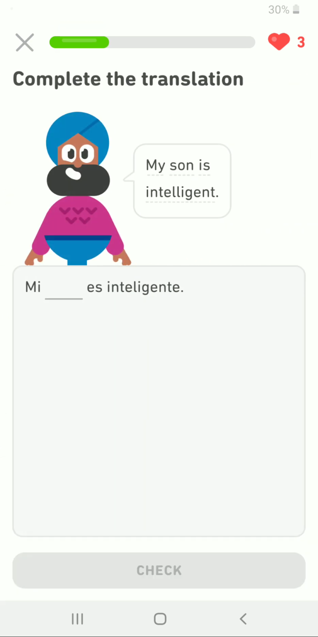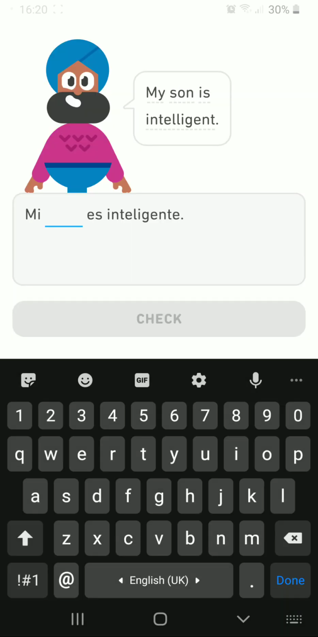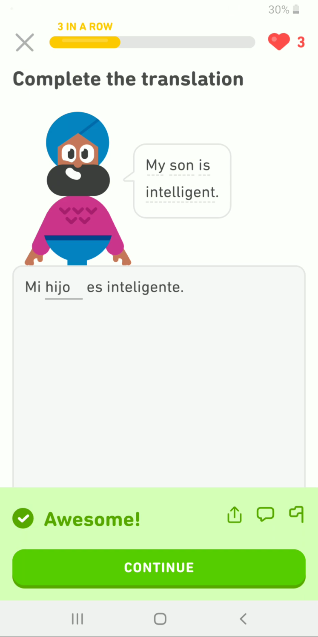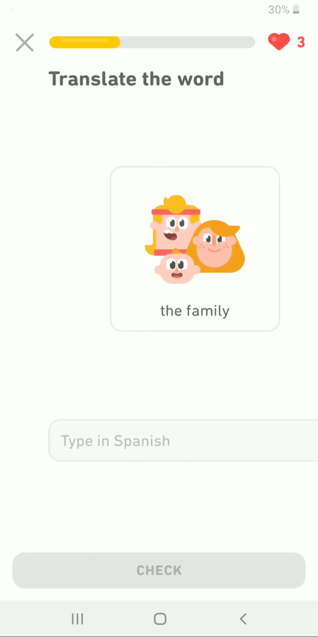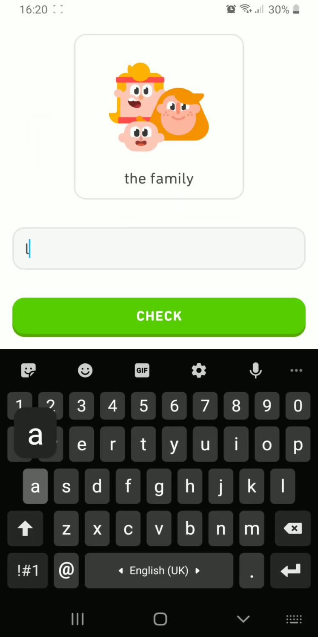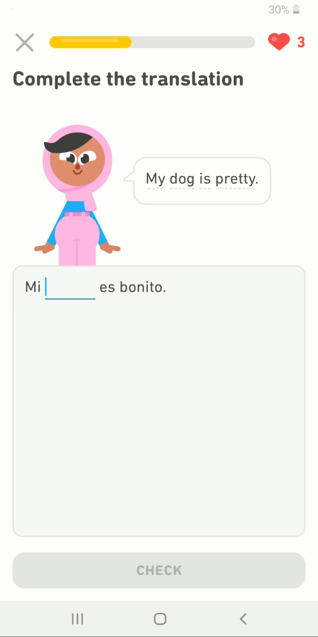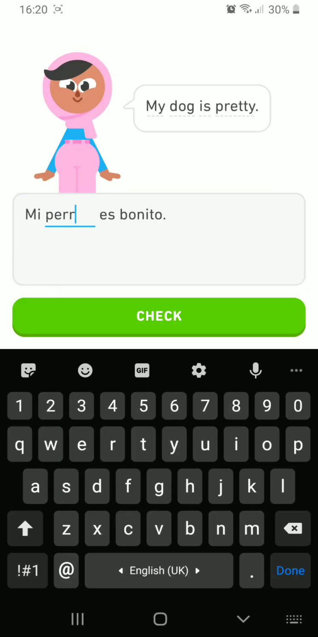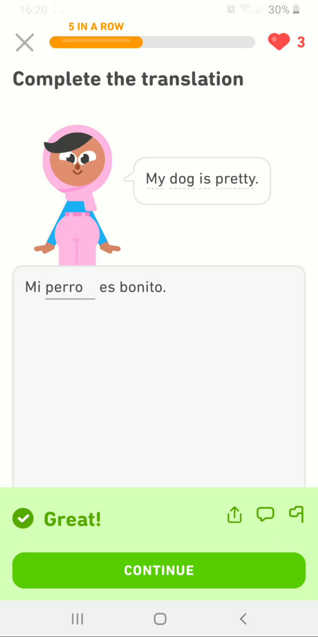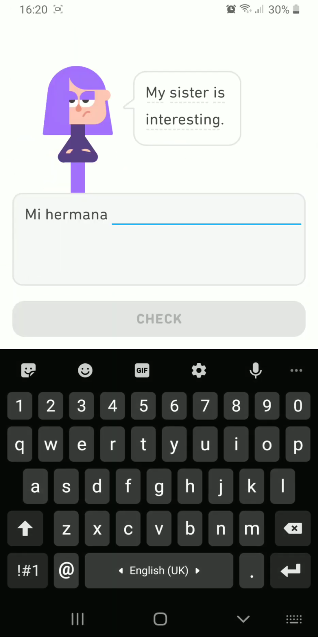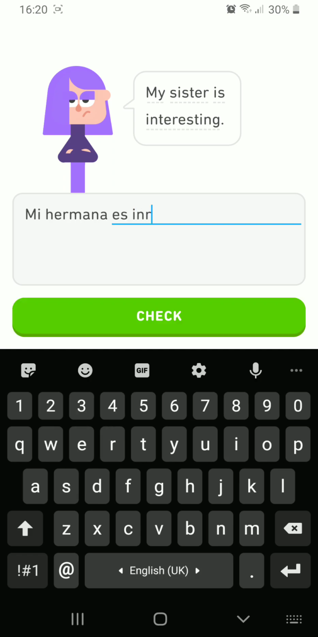And my son is intelligent. Mi hijo es inteligente. Inteligente. La familia. Familia. We have seen also this. And my dog, perro. Perro with double R. If it's only with one R, it means but. So, mi hermana es interesante.